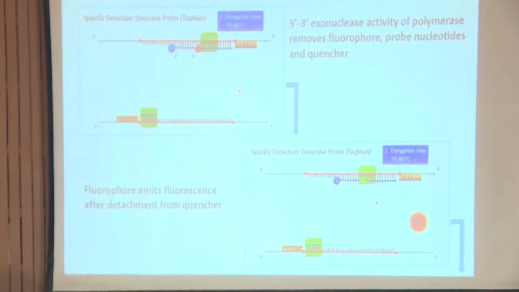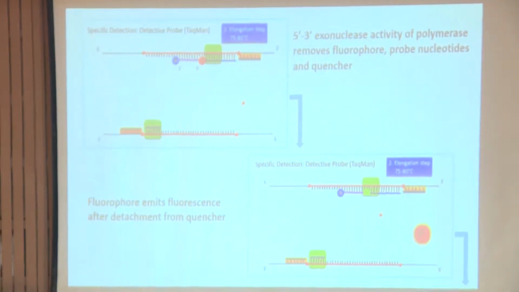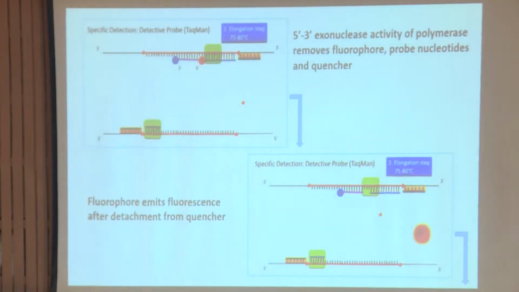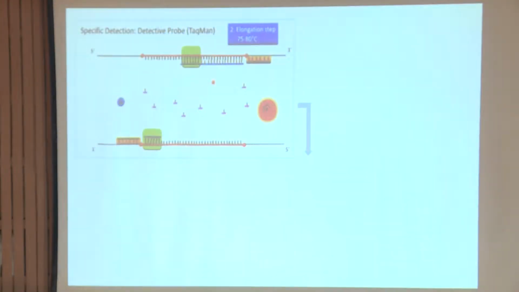The fluorophore emits fluorescence after detachment from the quencher. So what I told, when quencher and fluorophore are together, separated by a few bases, usually the fluorophore does not fluoresce. To make it fluoresce, you have to remove the quencher. The removal is done by the very same enzyme which is performing the adding or extending of the sequences. Okay, let's see what exactly happens here.